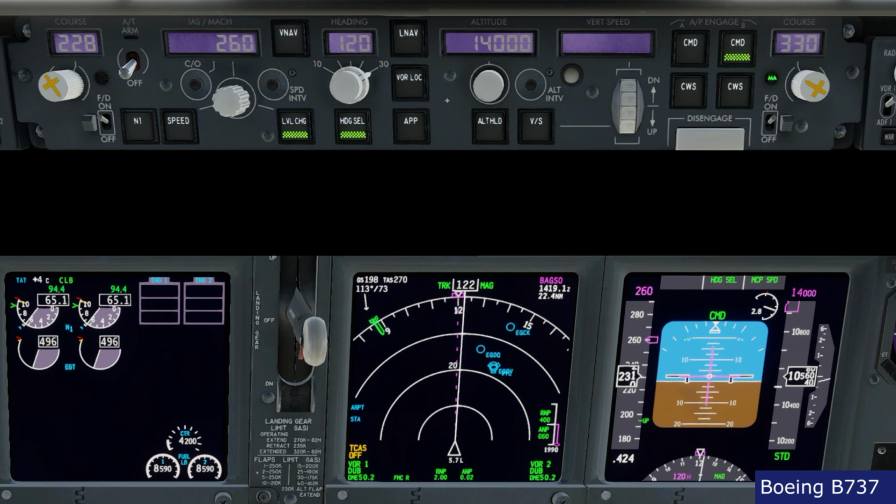Probably we have to recover the speed, so I give a bit more thrust. There we are, so I keep the level flight. Basically you see that if I keep the thrust for level flight, what the autopilot does is just fly level, so we're not climbing.